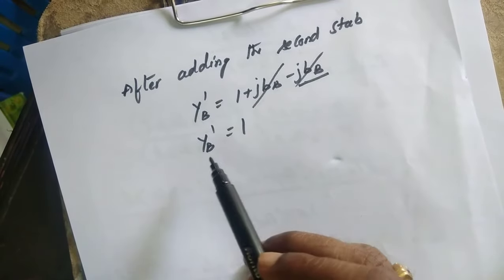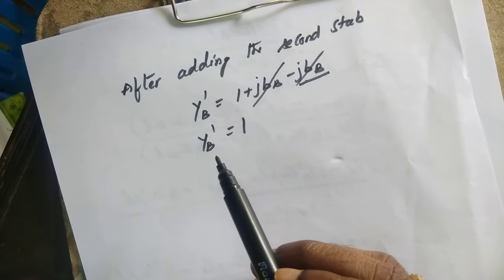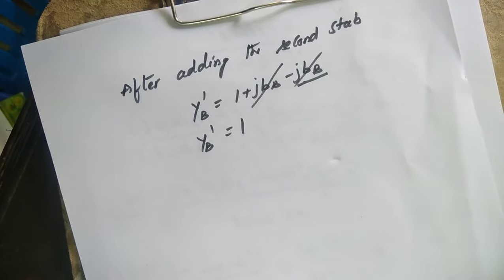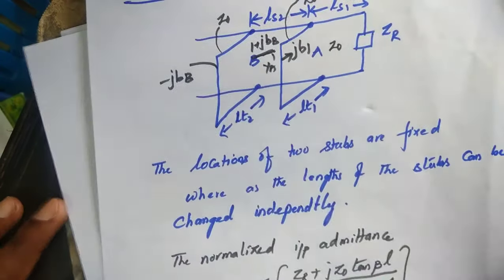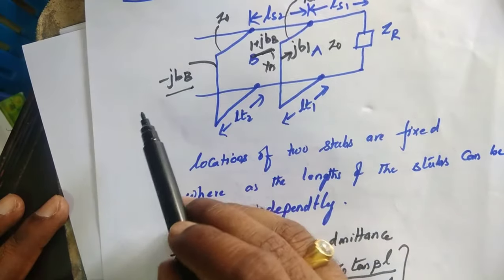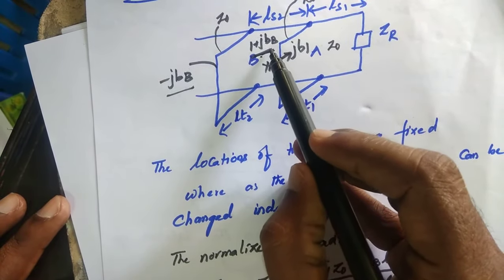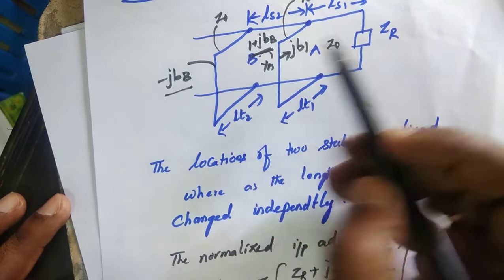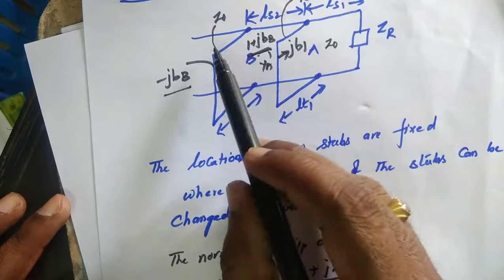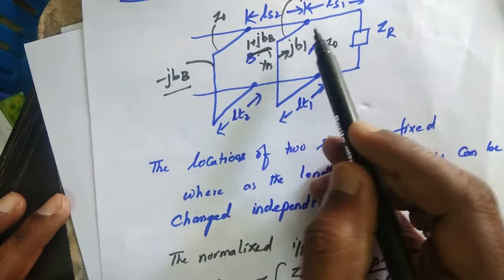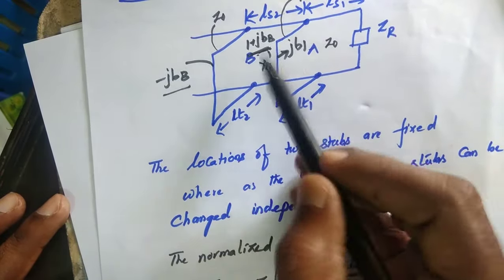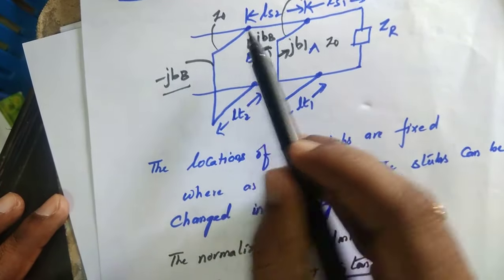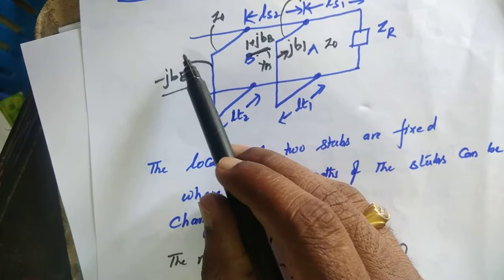So the main principle is to transfer the maximum power from source to load. So we are providing the susceptance of the second stub as minus jBB, and at this position the admittance is 1 plus jBB, both will get cancelled. And the overall concept is that only the conductance term will become 1 and all the imaginary terms will get cancelled by this location of the stubs, so that the maximum power will transfer from source to the load.